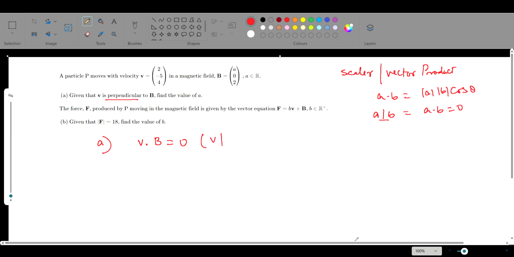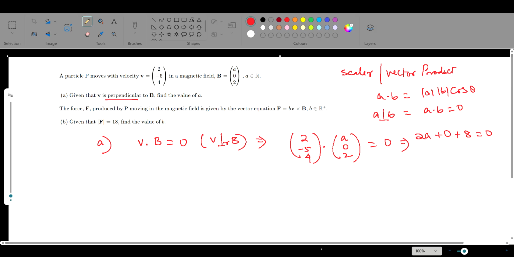If they are perpendicular, then since V is perpendicular to B, so (2, -5, 4) dot (A, 0, 2) is equal to 0. And how do we open this up? 2 times A plus minus 5 times 0 plus 4 times 2. Alright, so what I'm getting, 2A is equal to minus 8, therefore the A value is minus 4.